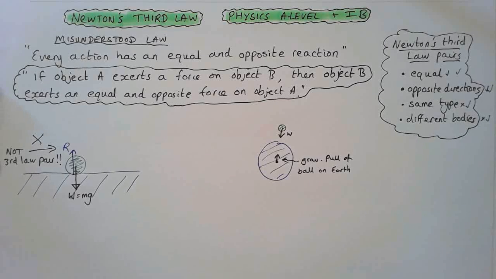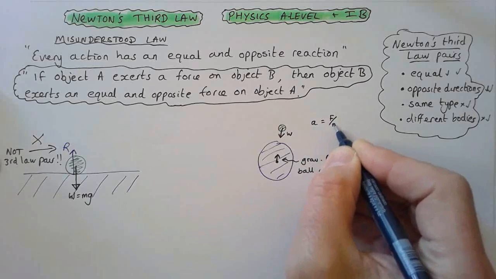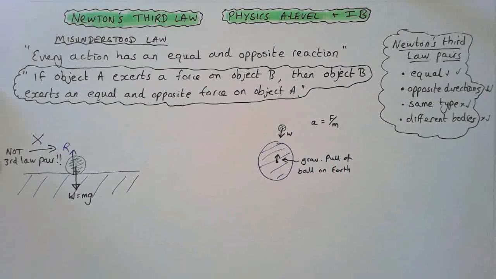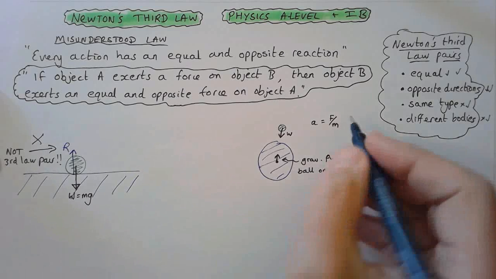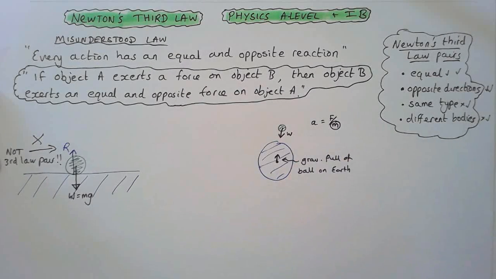But equal in size doesn't feel intuitively right, does it? Because we know that the ball is accelerating fast down towards the Earth, but we don't experience the Earth falling up towards the ball. Well, with a little bit of a look at that, we can see why. Because we know that acceleration is the force divided by the mass, F over m, from Newton's second law, F equals ma. So if we look at the acceleration of the ball, well, m, the mass of the ball, is very small. So the acceleration would be quite big.